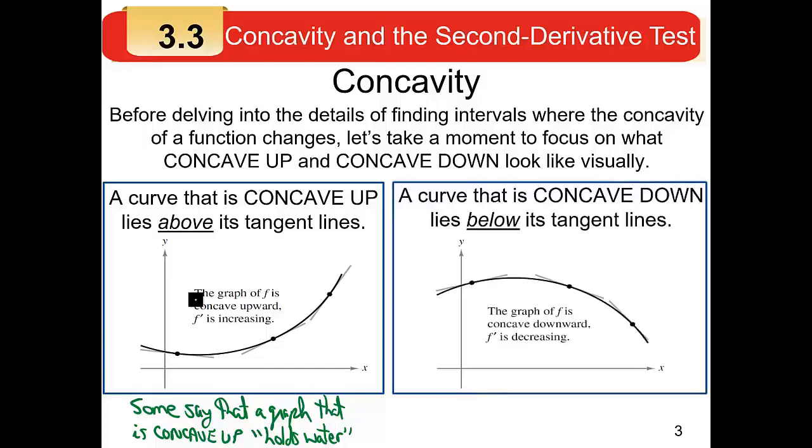On the other hand, if you've got a function and you're looking at it over an interval where the curve lies below its tangent lines, or again, you could say in reverse that the tangent lines lie above the curve, that's an interval where the function is concave down. And again, some people would describe that as saying that the function spills water. I think it's pretty obvious, holds water versus spills water. It's probably a good way to think about concavity.